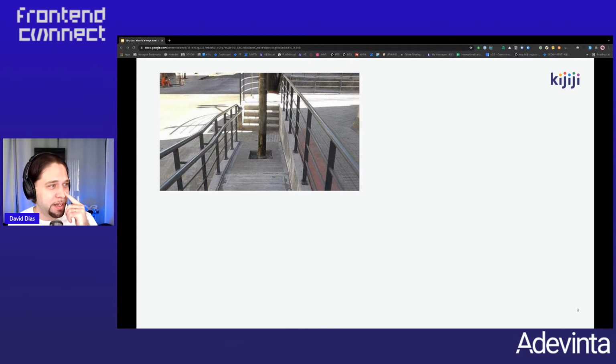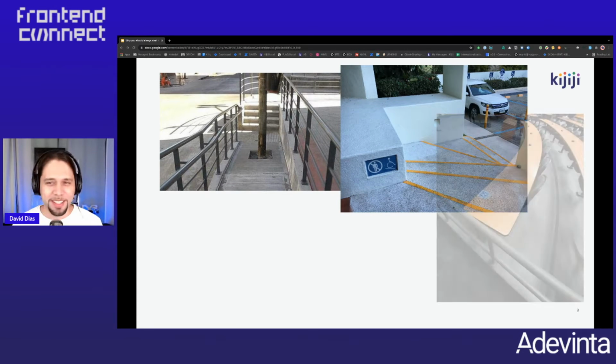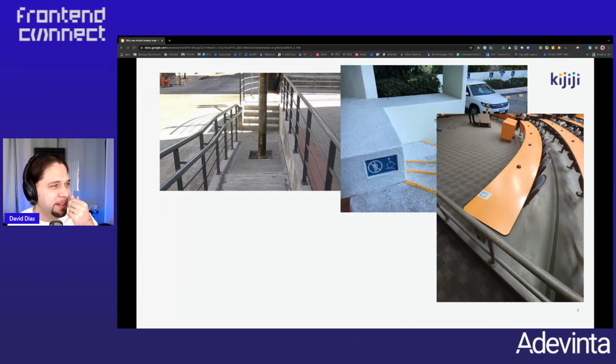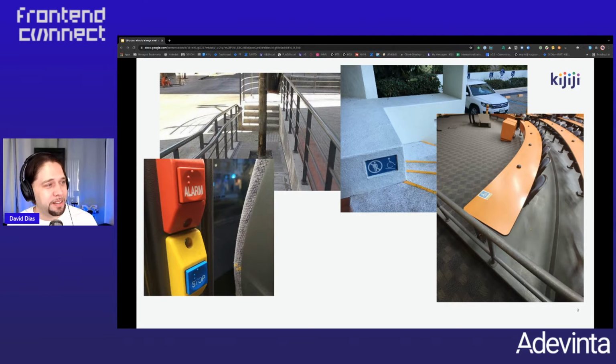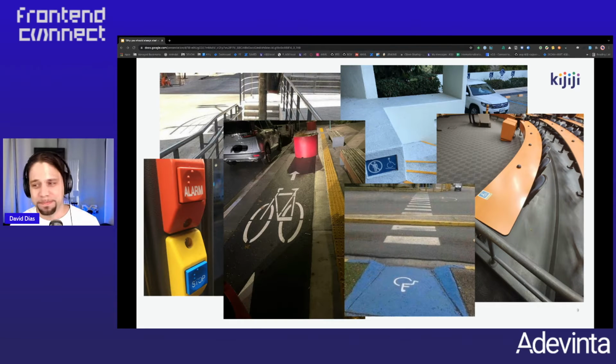Like, for example, this tree that was in the middle of a wheelchair ramp, or these stairs. I don't know who did this. Or even like in that desk space in a university that obviously you can't access with a wheelchair. Or even the braille on the alarm. You see that the alarm and the stop button have exactly the same. And it's not just for people with disabilities. Like this bicycle path is just blocked by a big flower pot. Doesn't make any sense. Or again, a crosswalk that you can't access in a wheelchair.